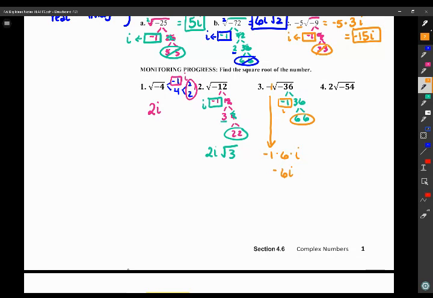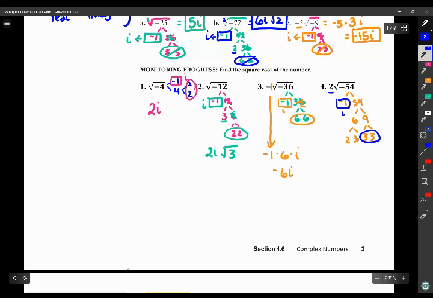And then 2 -54. This is going to be -1 and 54. 54 breaks down to be 6 and 9. 9 breaks down to be 3 and 3. 6 breaks down to be 2 and 3. And so as you're looking, again, this -1 is your I. You have a pair of 3s, and there's already 2 out there. So this is going to be 2 times 3 times I. And then there's 2 and 3s left over. So that makes the 6. And so we get 6I √6.